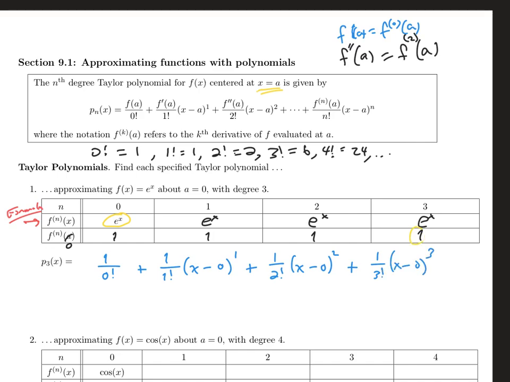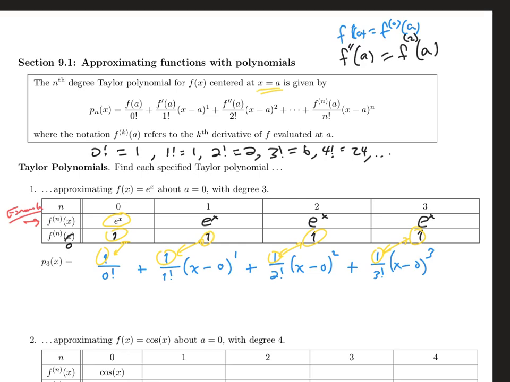So notice that the numbers in the table are the numerators in these fractions. Everything else is determined. So the table is only giving us the numerator of those fractions. In this case, this can be simplified a lot.